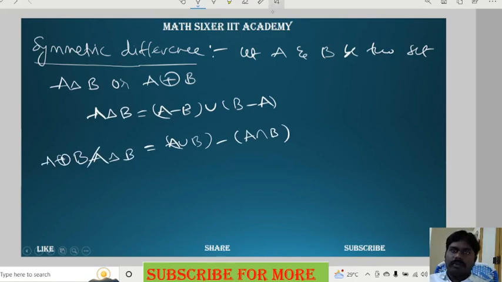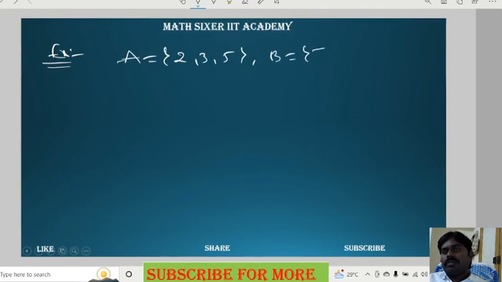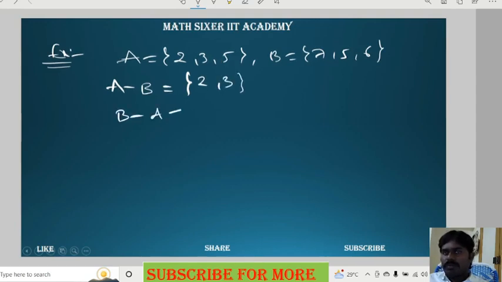So now we will see an example. A is equal to {2, 3, 5}, B is equal to {7, 5, 6}. Now find A minus B. A minus B means the elements which are in A but not in B. So here 2, 3. Next, B minus A, the elements which are in B but not in A. Here A contains only 5, and so does B. So here 7, 6 will come in the B minus A set.